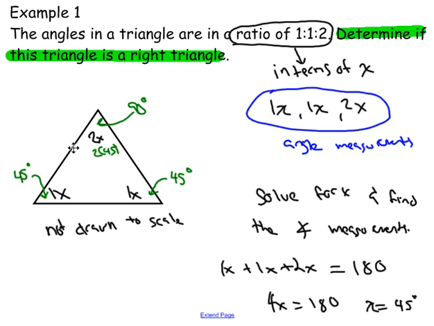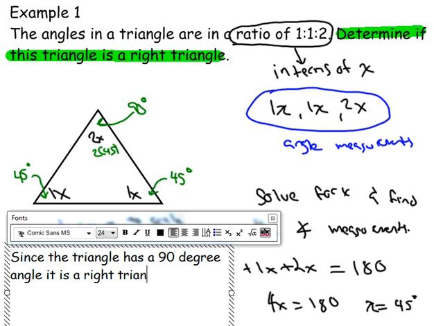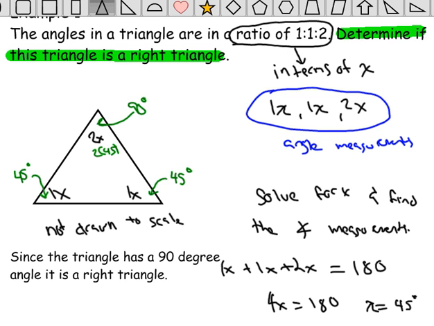So what does that mean? Well, since you have a 90-degree angle, this is a right triangle. So I'm going to go ahead and write that. Since the triangle has a 90-degree angle, it is a right triangle. And that is my final answer.